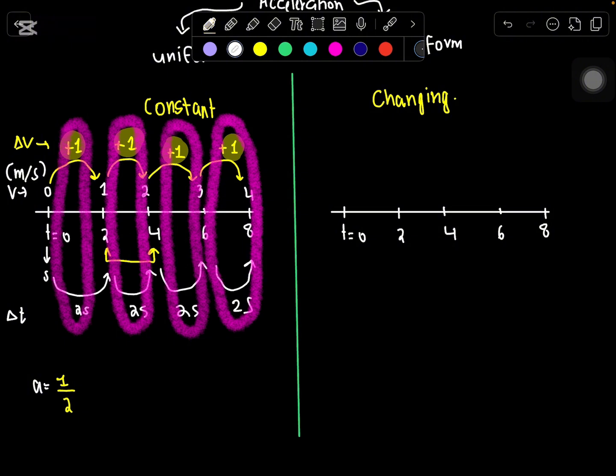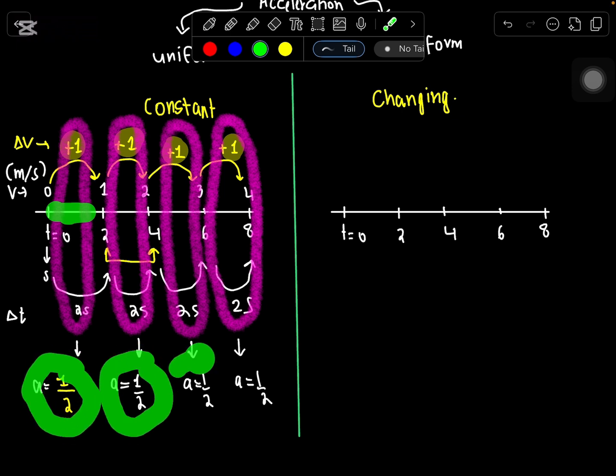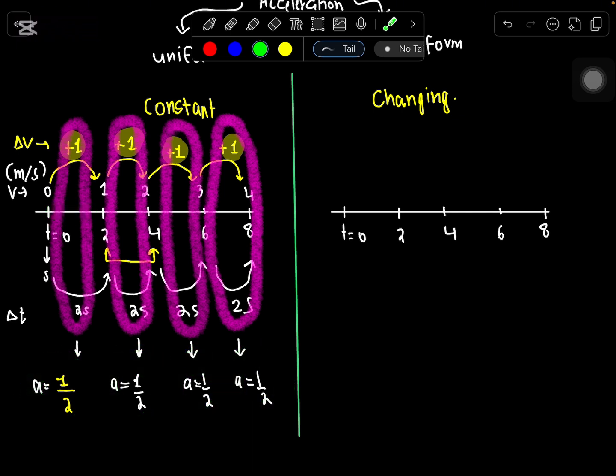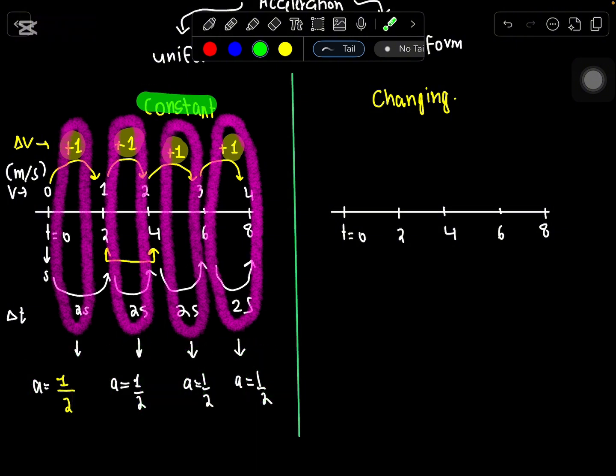Next, for this one, your acceleration is change in velocity, which is 1, and your time is 2. For this one, you have, again, 1 by 2. For this one, you have 1 by 2. So you see, at all of these intervals, your acceleration is the same. It's a half. The car is accelerating at the rate of half meters per second squared. So this is constant acceleration. The car is accelerating at a constant rate.